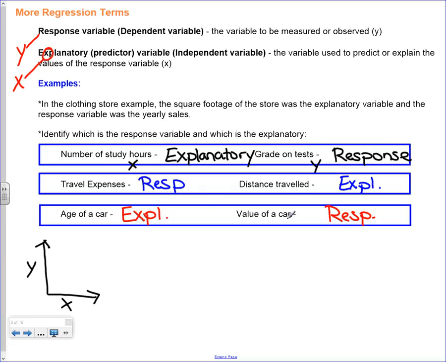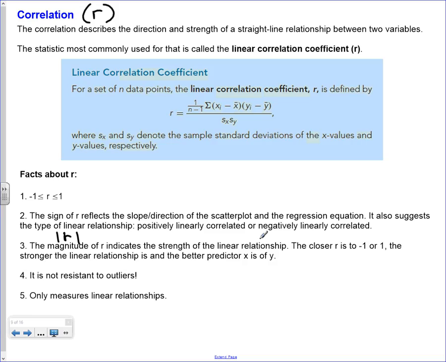And so that's how you determine which is X and which is Y, because on some of your homework problems, I think you do have to identify that first before you actually calculate the regression equation. Then we've got correlation, which is our R value. Our R value, this is the formula, but again, I don't expect you to do that by hand. You should be doing that using the linear regression in your calculator.